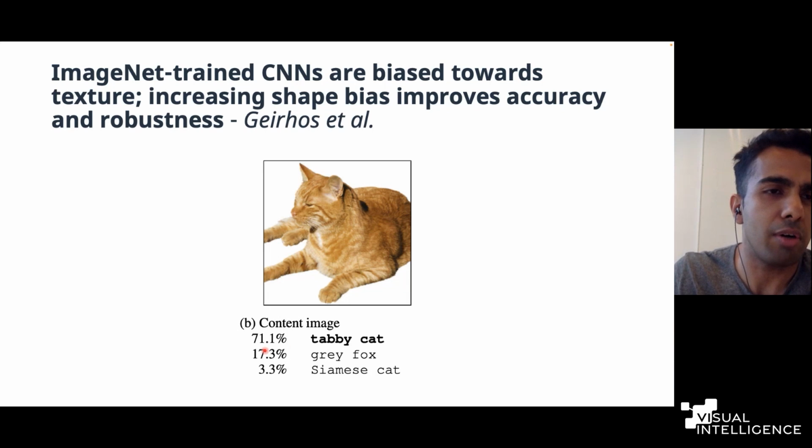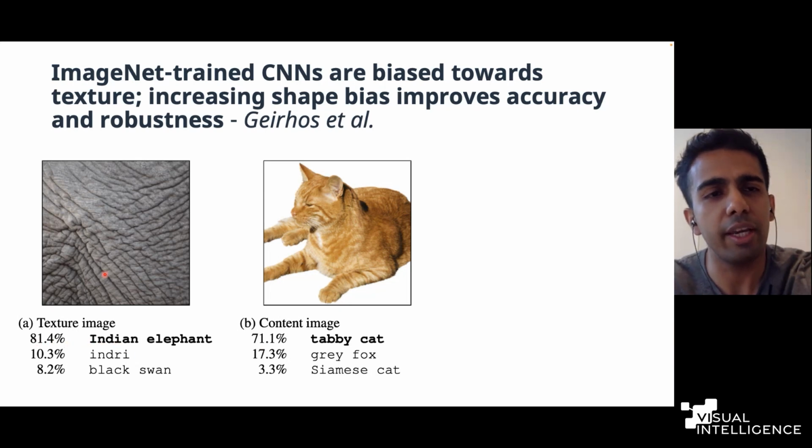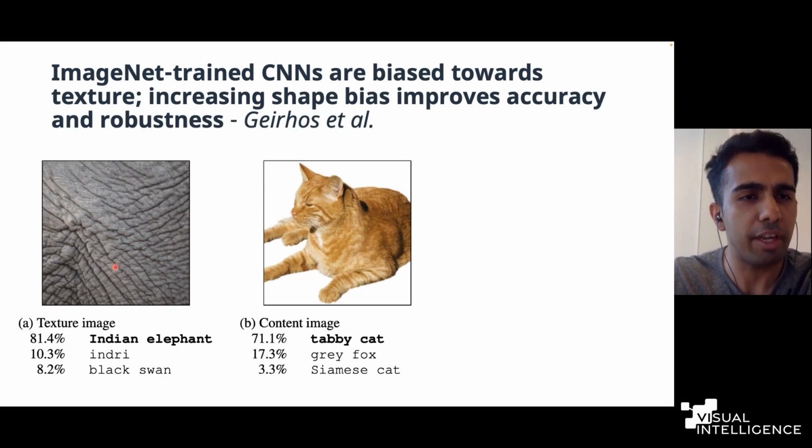If you now take an image of an elephant, but you only take the texture of the elephant, not the whole elephant, the network can still classify it. So you can still say this is an elephant with a very high probability. Now, this shows that the network can recognize texture, but does not show that the network is biased towards texture only.